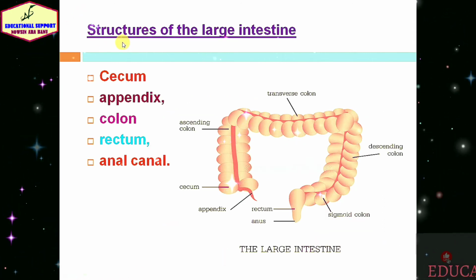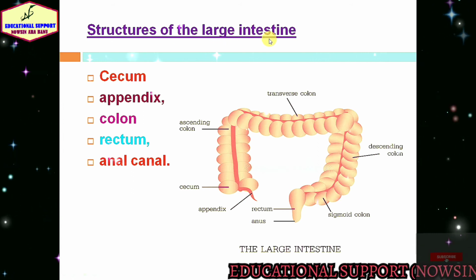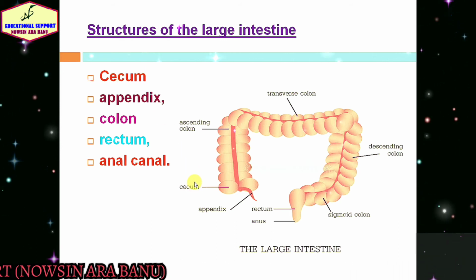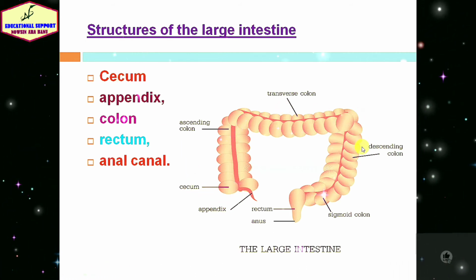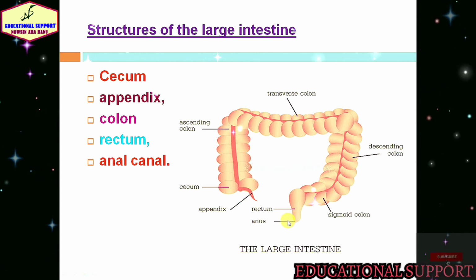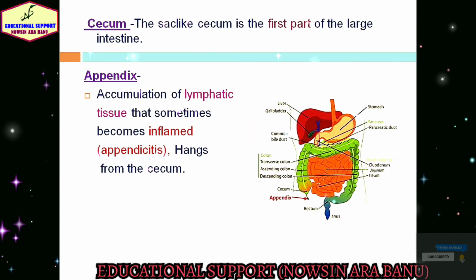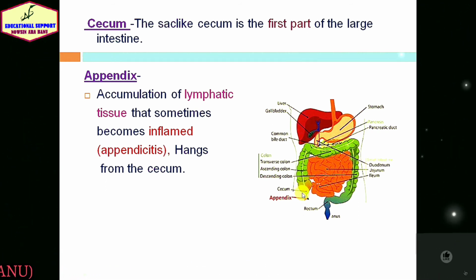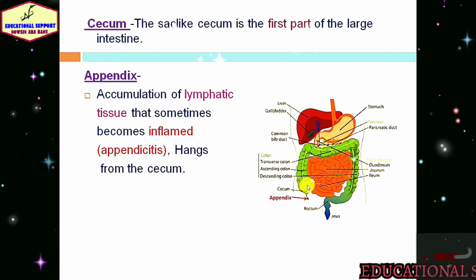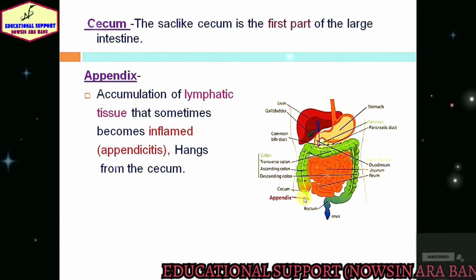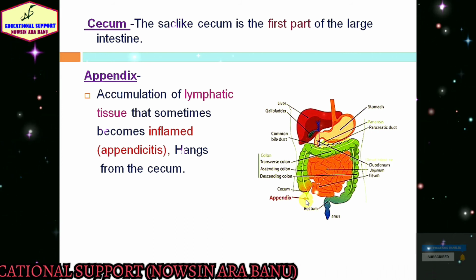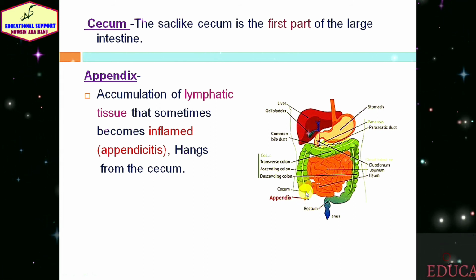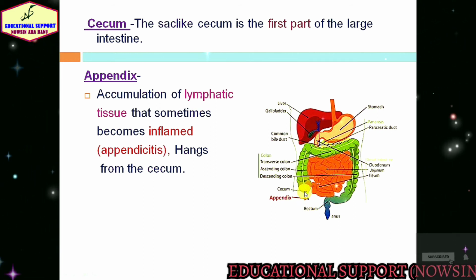Next are the structures of the large intestine. The large intestine has the following subdivisions: cecum, appendix, colon, rectum and anal canal. Cecum. The cecum is a sac-like structure and is the first part of the large intestine. Next is the appendix. The appendix is a finger-like projection, a blind-ended tube connected to the cecum, from which it develops in the embryo.